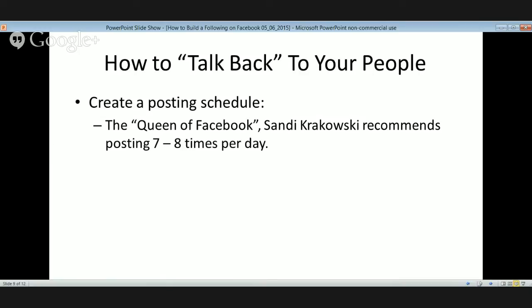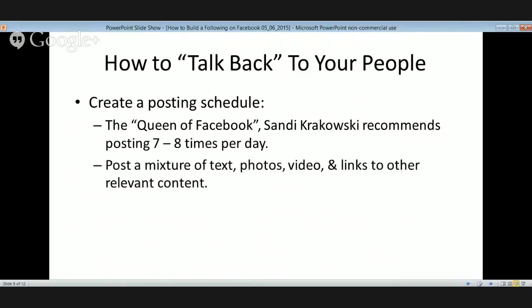But 7 to 8 times per day. And what you want to do is post a mixture of content. You want to have text, just plain text. And again, not super long. Like the one I did tonight of my son was way long for Facebook, but there was a purpose in that story, and it was a story.